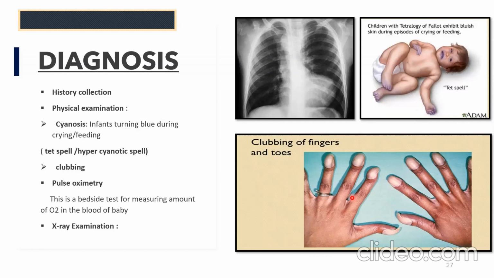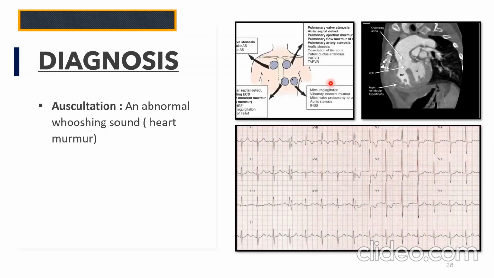Next one is the X-ray examination. As seen in the radiograph, there is a boot-shaped heart seen due to the overriding of the aorta as well as the right ventricular hypertrophy. Hence, the upward cardiac apex is seen here. After the X-ray diagnosis, auscultation can also be done. In the auscultation part, there are different areas where we can auscultate and different heart murmurs or whooshing sounds are heard there.